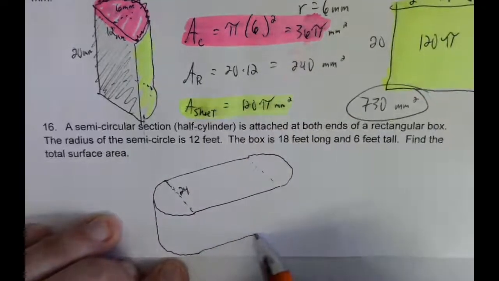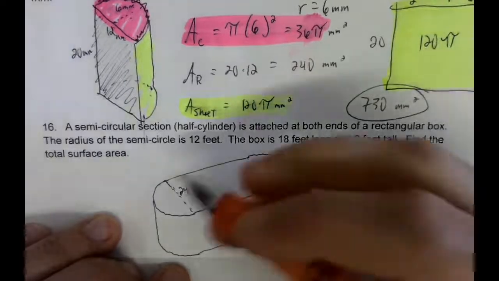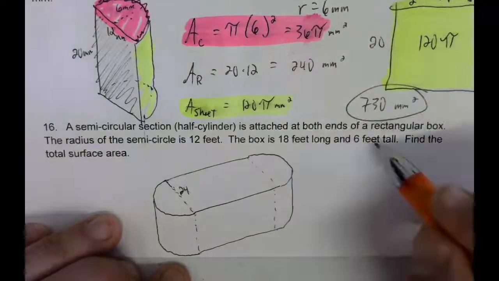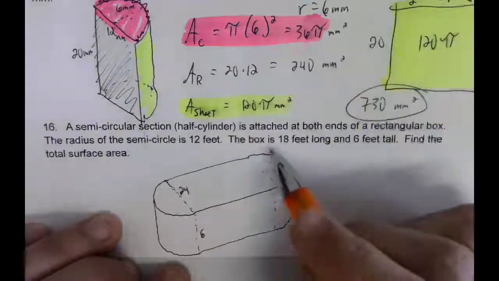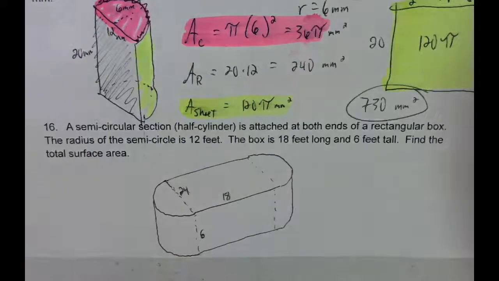And then the straight line looks kind of like one of those bathtubs people like. So I'm going to just do like a little dotted line here because they're technically touching there. 6 feet tall, so that's 6. And then the box is 18 feet long. So this is clearly not to scale. But this is what we have. Find the total surface area.